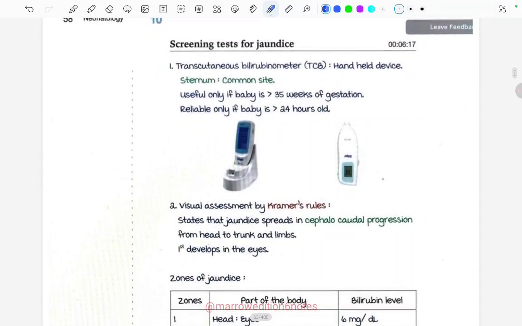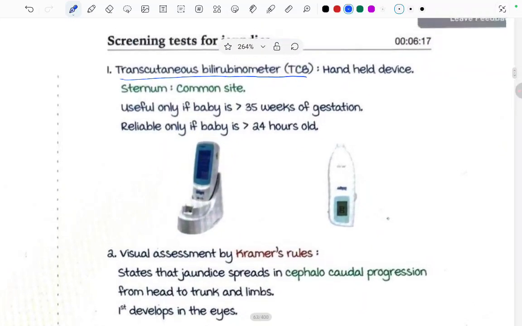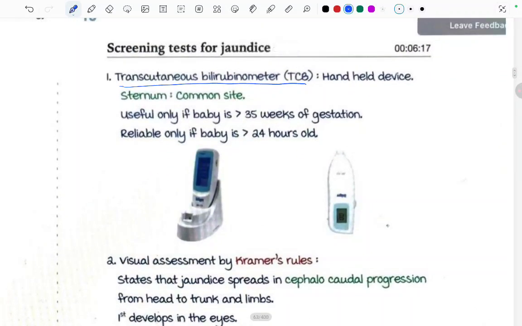Now the screening test for jaundice is the transcutaneous bilirubinometer. It is a handheld device which is placed at the sternum and is useful only if the baby is more than 35 weeks of gestation and reliable only if the baby is more than 24 hours old.